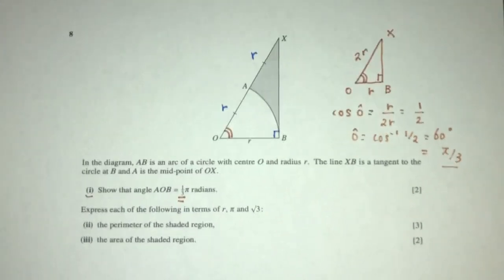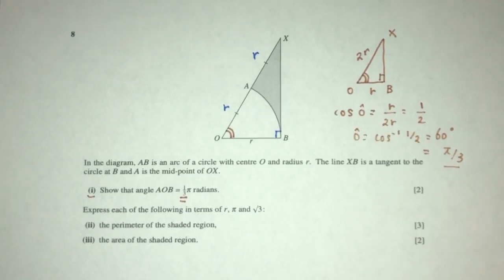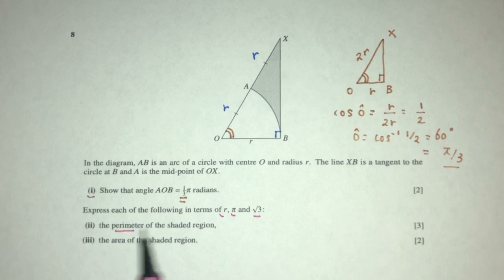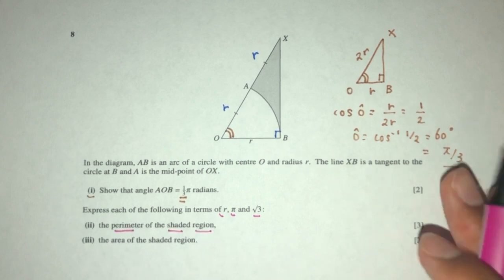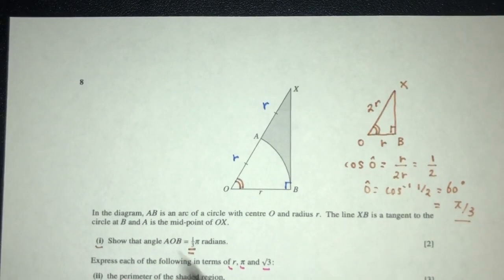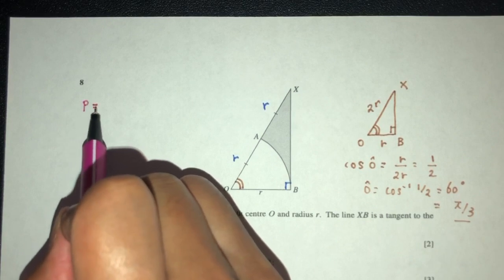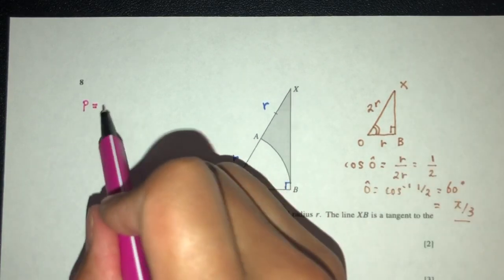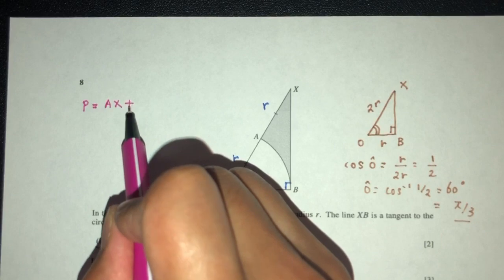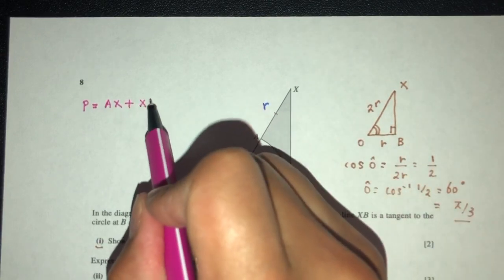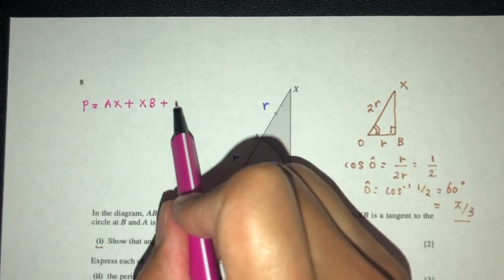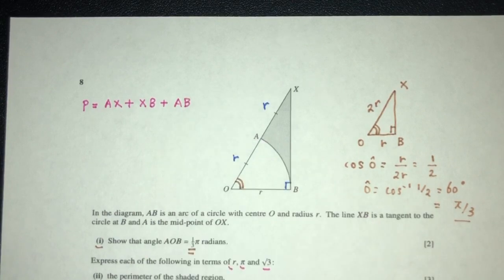Now for part 2, express each of the following in terms of r, pi, and root 3. We have to find the perimeter of the shaded region. Let's see how we can find this. The perimeter is defined by the distance around. You can see it will be AX plus XB plus AB. So we have 3 parts that we need to find the value of the perimeter.